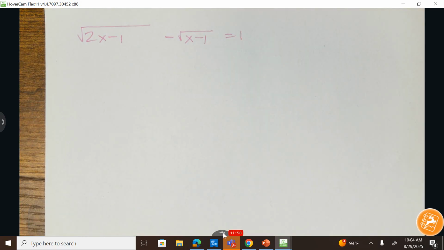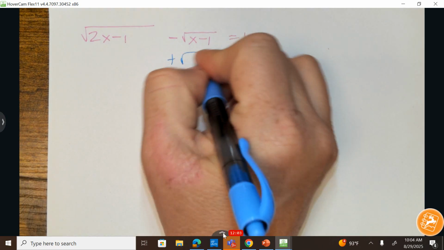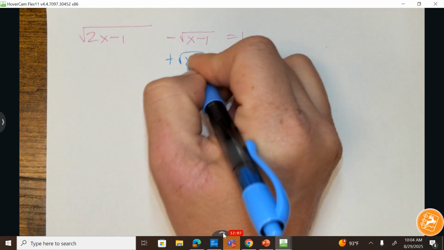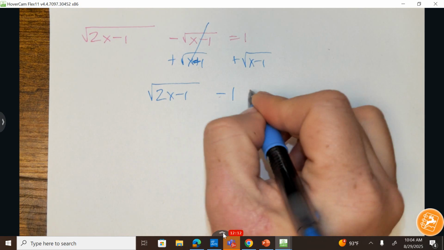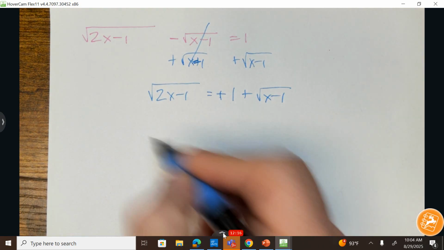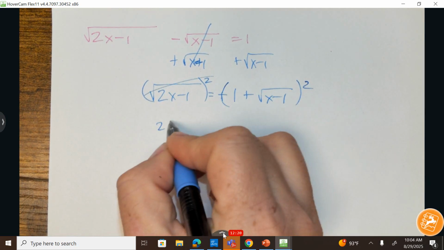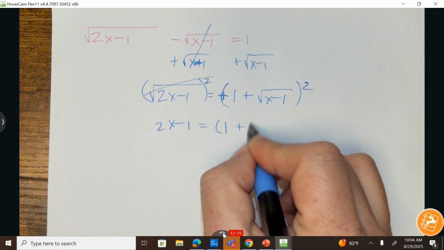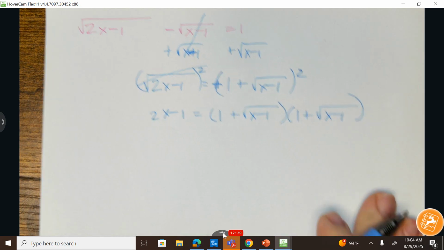Let's take a look right now at how we accomplish solving this. I'm going to add the square root of x minus 1 to the opposite side. And I'm left with the square root of 2x minus 1 equals 1 plus the square root of x minus 1. Then I'm going to square both sides. I'm left with 2x minus 1 on the left. I'm going to write this quantity twice: 1 plus the square root of x minus 1 and 1 plus the square root of x minus 1.